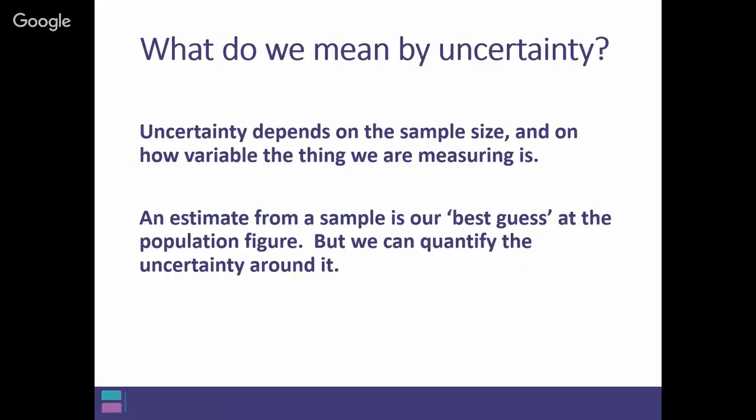How much uncertainty there is around an estimate depends on the sample size, how much data we've got in our sample, and also on how variable the thing that we're measuring is. If we're trying to measure something that varies quite widely and is very different between people, then we're going to get less precise estimates than if we're measuring something that is quite similar and just changes a little bit from person to person. And the bigger our sample is, the more data that we have, the more precise an estimate we're going to be able to get of the thing that we're trying to measure. So an estimate that we get from a sample is like our best guess at the population figure. But there's some uncertainty, some range around that figure in which the true value could lie, and we want to be able to quantify that uncertainty and communicate it.